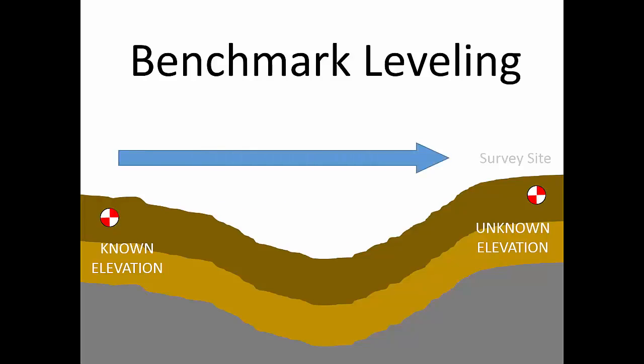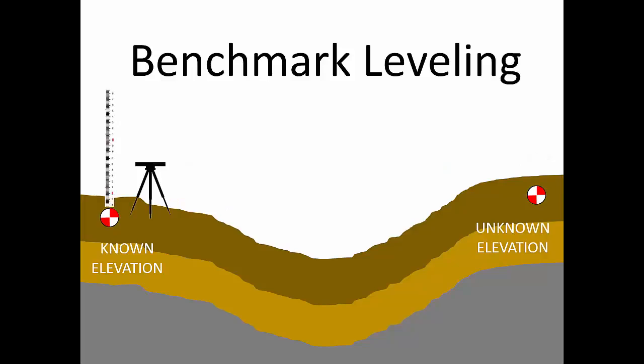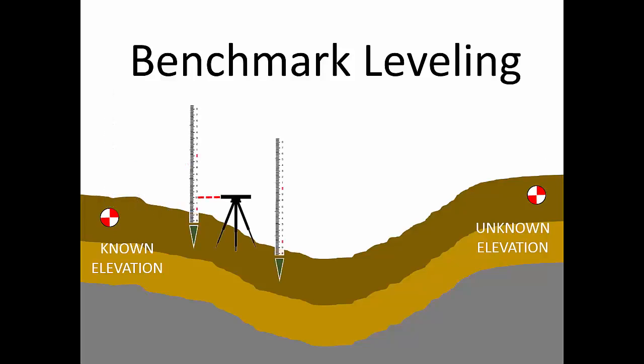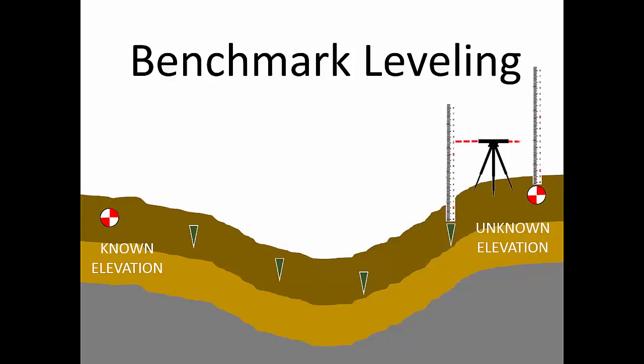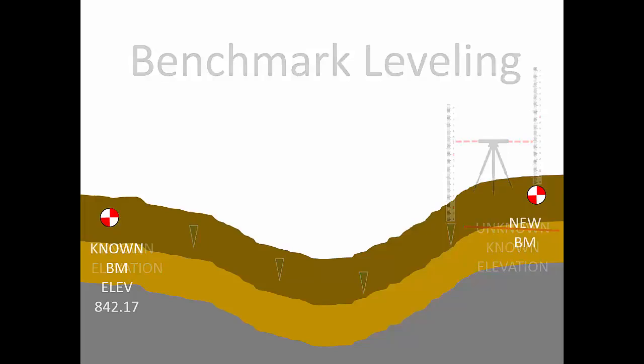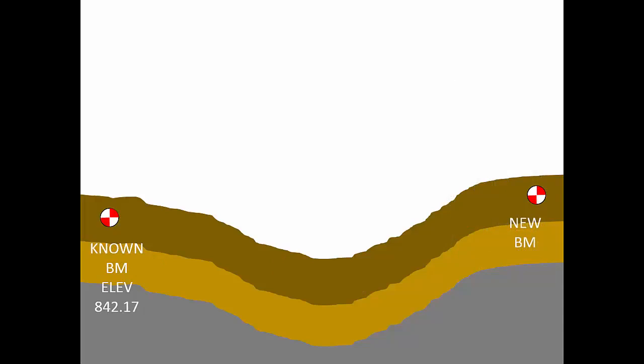Here, our survey site is 1/2 mile from the nearest benchmark across a shallow valley. We need to determine the elevation of a newly constructed benchmark on the site. Because of the terrain and the distance involved, we'll have to set up the instrument multiple times to measure a series of elevation differences. First, we'll set up our instrument where we can see the rod sitting atop the known benchmark. Our first rod reading is 4.69 feet.